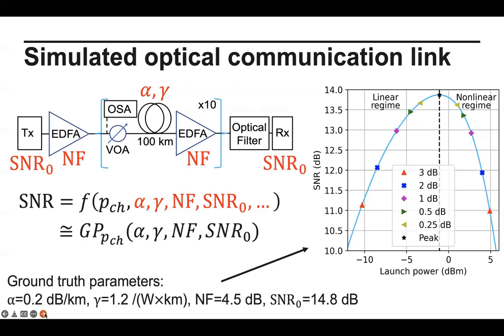So these physical layer parameters are the fiber attenuation coefficient alpha, the fiber nonlinearity coefficient gamma, the noise figure of the amplifiers NF, and the transceiver back-to-back noise SNR naught. And the idea is to train a Gaussian process model at a given launch power to learn the mapping from these physical layer parameters to the SNR.